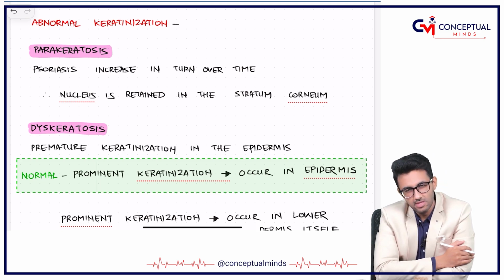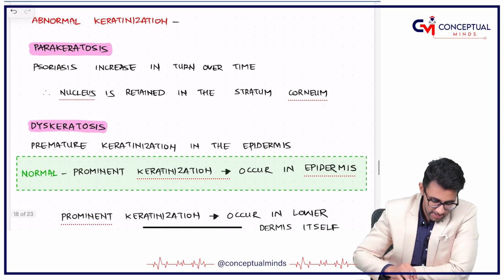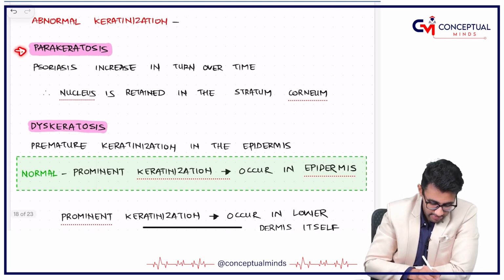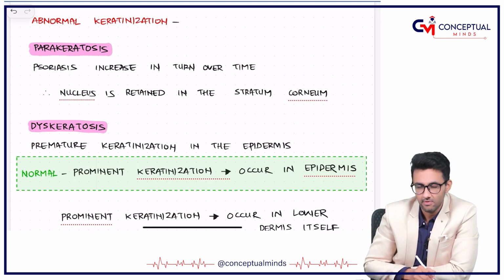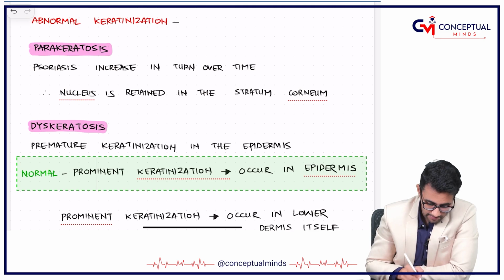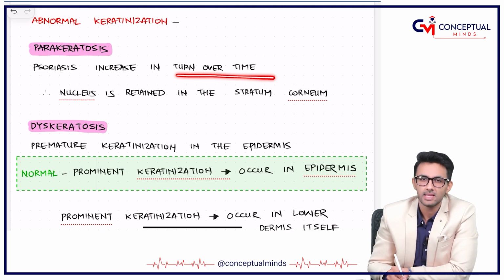But if this is not there, or if it is there too much, what is going to happen? The next two points are related to this. First is parakeratosis. We read this point before. In parakeratosis the turnover rate increases, and because of this the nucleus is present in the stratum corneum. The cell doesn't have time to disintegrate the nucleus. We read about this before as well.